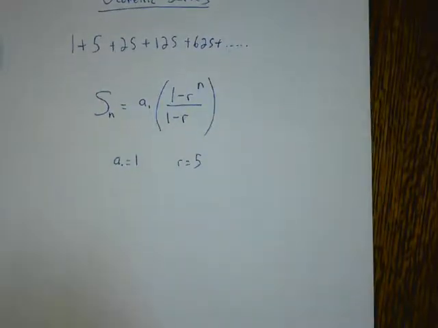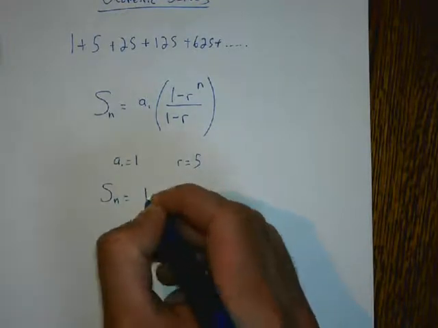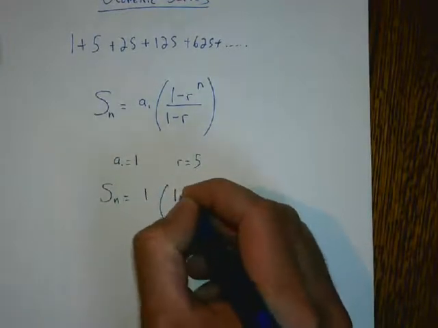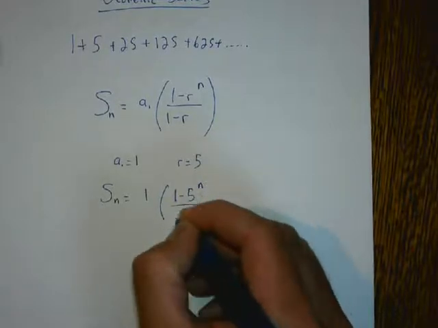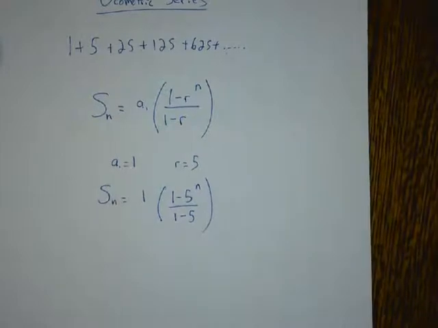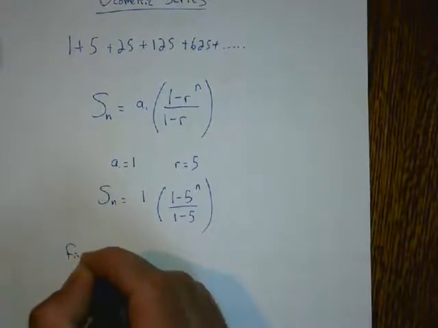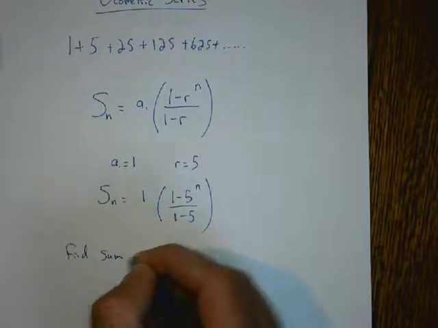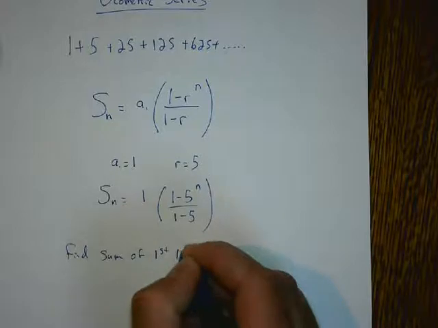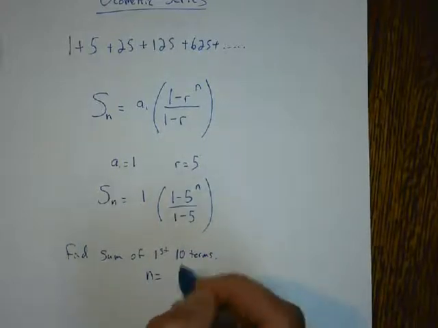So we just put it all together. So the rule here, the sum, will be our first term of 1 times 1 minus 5 to the n over 1 minus 5. And that's what the generic rule would look like. Now, for example, if I wanted to find the sum of the first 10 terms, that means the n value that I'm looking for here is going to be 10.